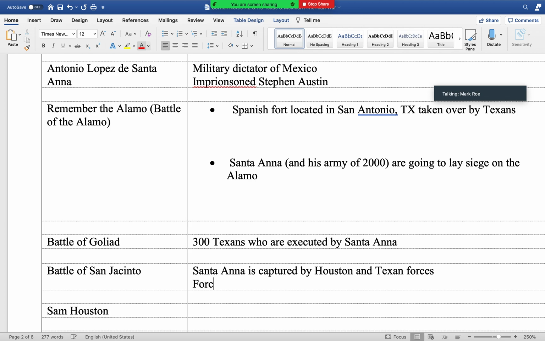I would also note that Santa Anna is forced to sign what was called the Treaty of Velasco. Basically, this treaty forced Mexico and Santa Anna to recognize the independence of Texas. Following the Battle of San Jacinto, with Santa Anna being forced at gunpoint, by the way, Sam Houston literally held a gun to his head and forced him to sign this Treaty of Velasco that makes Mexico recognize the independence of Texas. Texas is now independent.